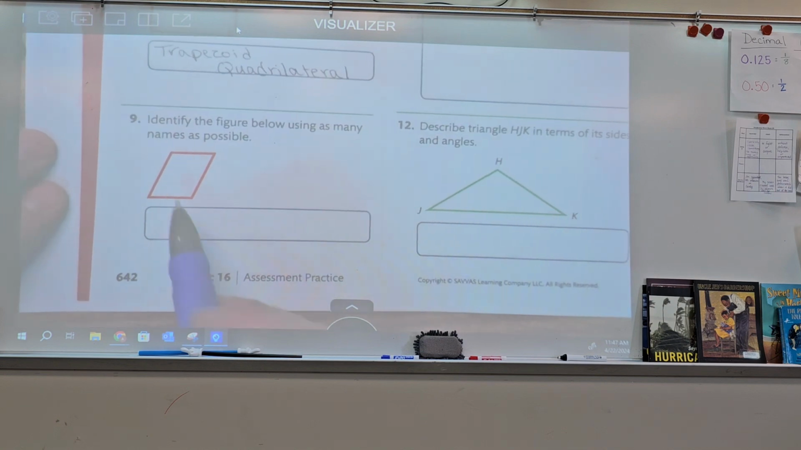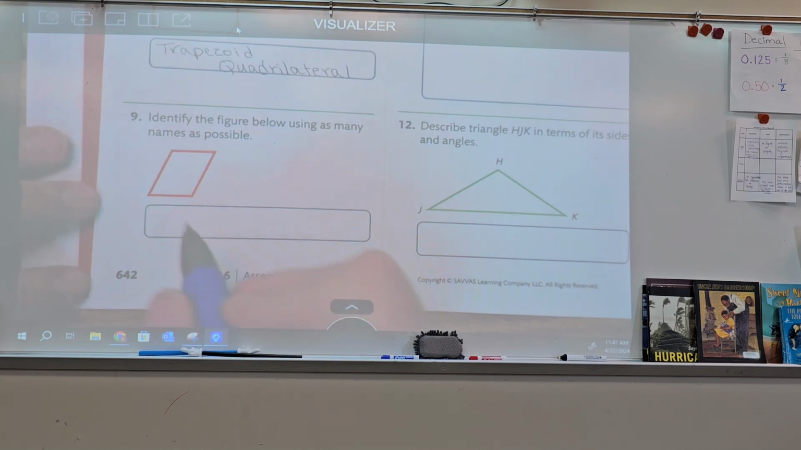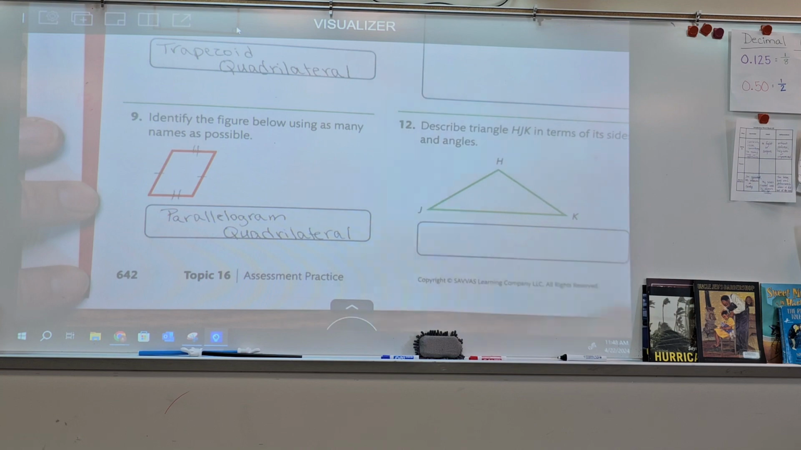Okay? Same thing here. Start with the most specific name that it is. I know there's 2 pairs of parallel sides, so it is a parallelogram. I also know going up, there's 1, 2, 3, 4 sides, which means it's a quadrilateral. Remember, when we name these shapes, we can only go up on our chart, we cannot go down.